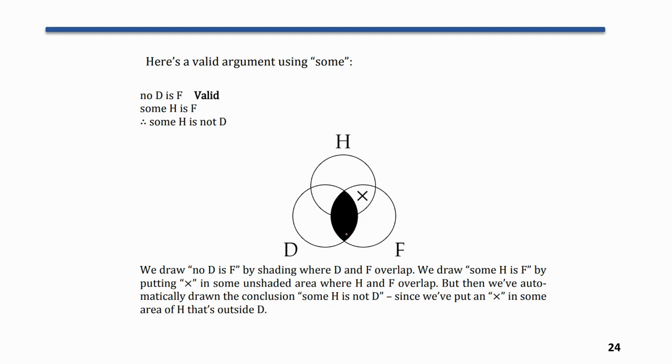And this blackened means that it is excluded, that is, no D is F. So no D is F means this portion is totally excluded, like that.